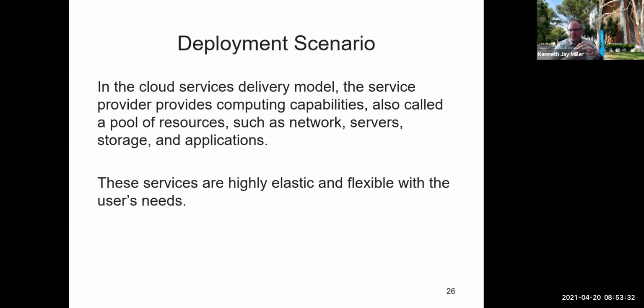Like if you decide, well, I want to do an add-on to my house, I'm going to add 1,000 square feet by extending my house into my backyard. It's going to be two stories, blah, blah, blah. We can scale that up, but it's not real easy to say, okay, I'm done with that room, now let's scale it back down. And that's what elasticity is.